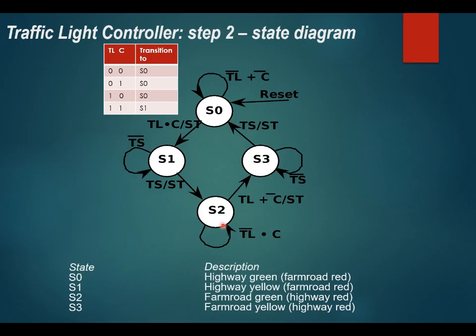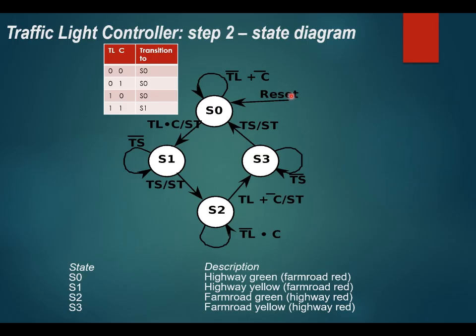Okay, for the farm road, you need to do the same thing for the outgoing branches or transitions. You can draw a simple truth table and check when the farm road should stay green, and when it should change to S3, which means farm road yellow, to give way to the highway car to get a green light. Okay, so this is how the state diagram looks.